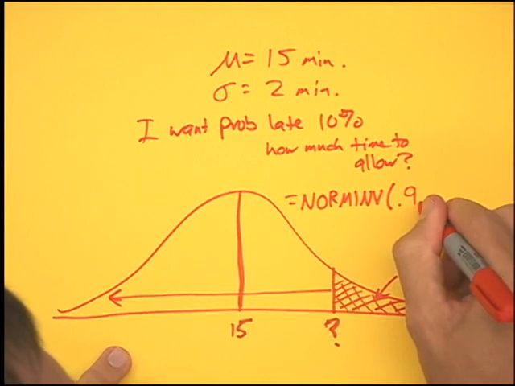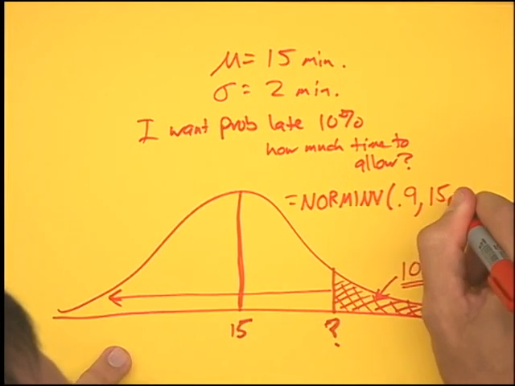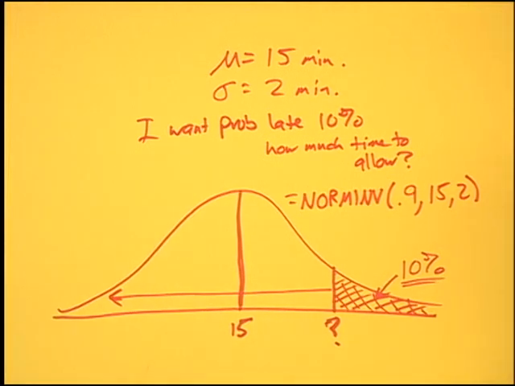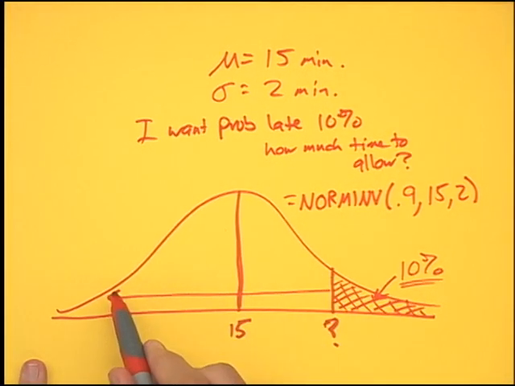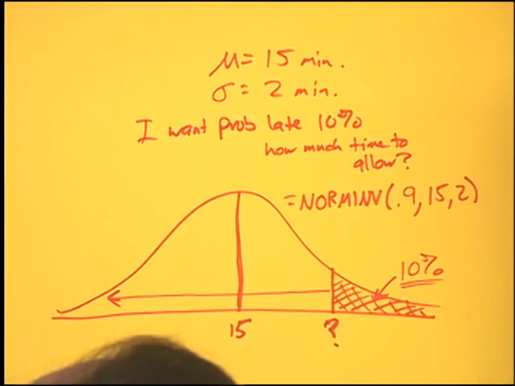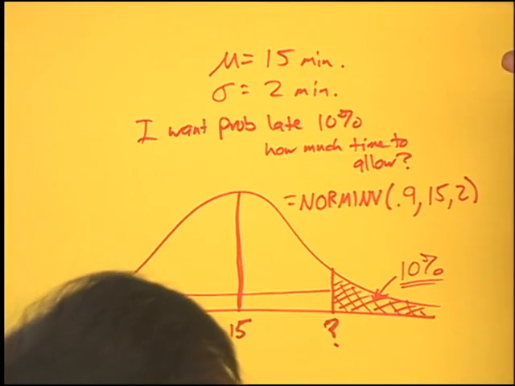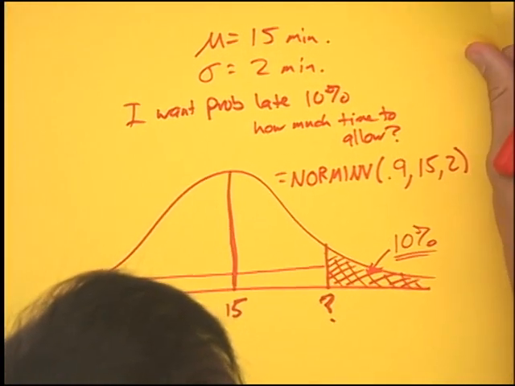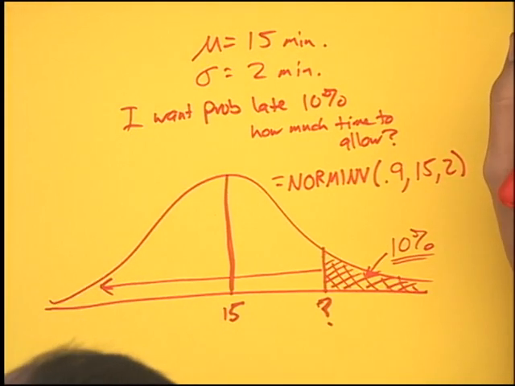So norm inv of 0.9, and then I just tell it about my normal curve again, 15, 2. And that will tell me exactly how much time I need to allow such that there's a 90% chance that my actual travel time is less than that, and I get to class on time. And there's only a 10% chance that my actual travel time is greater than that. Okay? I'll post some more examples online, but hopefully this gets you a basic understanding of the normal curve as well as how to implement it to do some simple calculations in Excel.